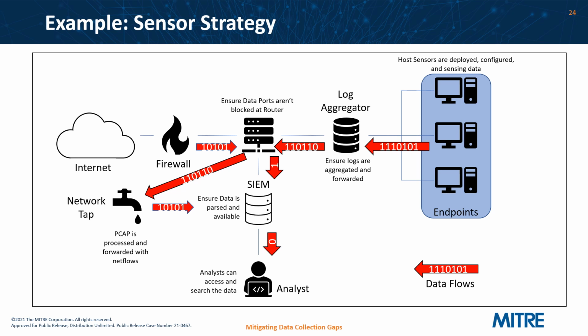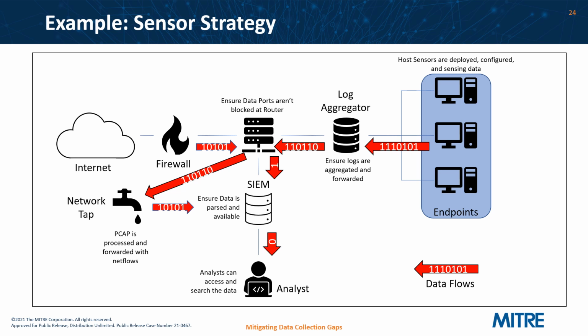Once the host sensors on the endpoints are deployed, configured, and properly sensing data, that data is sent on to the log aggregator. Here, a log forwarder takes the aggregated logs and forwards them on to the SIEM through the router, which needs to be configured to allow the data to reach the SIEM, which is in a protected subnet. The firewall data gets sent directly to the SIEM via the router, rather than going through an intermediate aggregator, since there is only one such device.